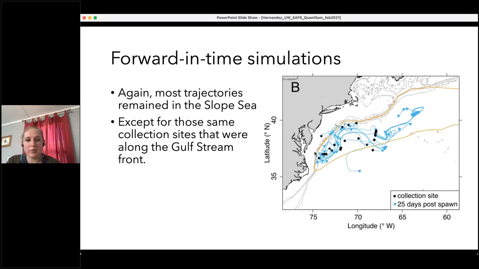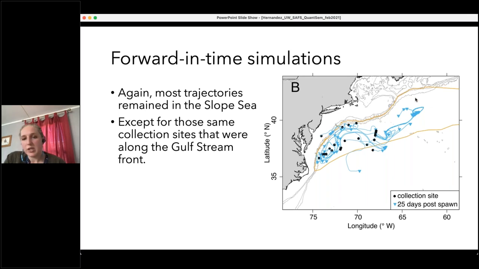And then we did some forward in time simulations. So juvenile habitat is up here on the shelf somewhere. We don't really know exactly where, but we can assume that if larvae were swept really far out in the Gulf Stream, or if they crossed the Gulf Stream and were in the Sargasso Sea, they wouldn't be able to swim back across and get to the shelf.